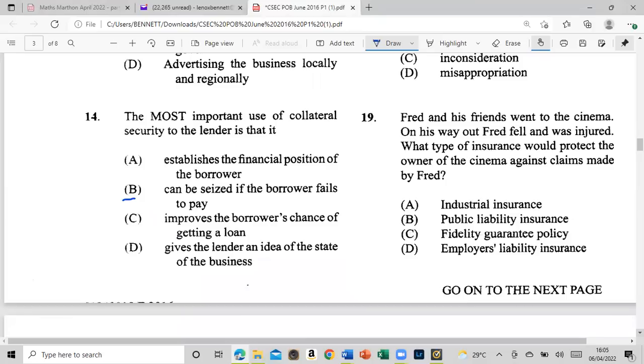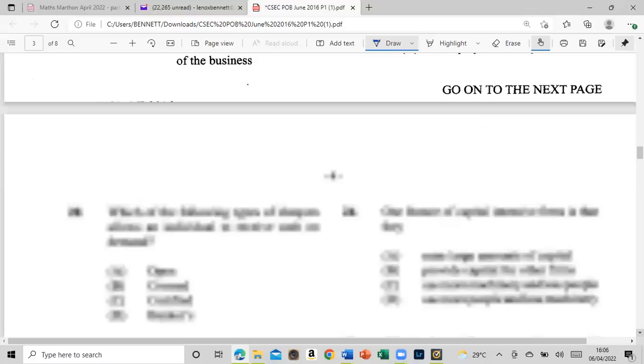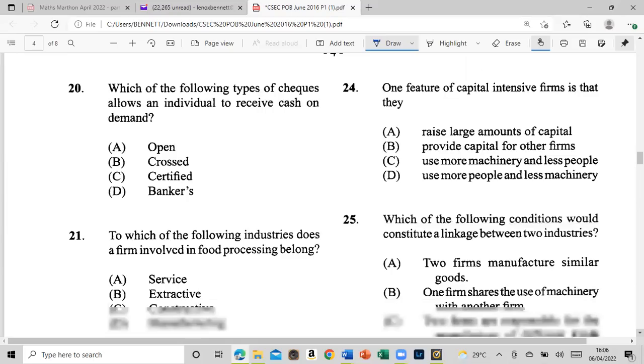Fred and his friends went to the cinema. On his way out, Fred fell and was injured. What type of insurance would protect the owner of the cinema against claims made by Fred? Is it A, industrial insurance, B, public liability insurance, C, fidelity guarantee policy, or D, employer's liability insurance? And that would be public liability insurance. So number 19 is B. All right, so let's go to the next page.